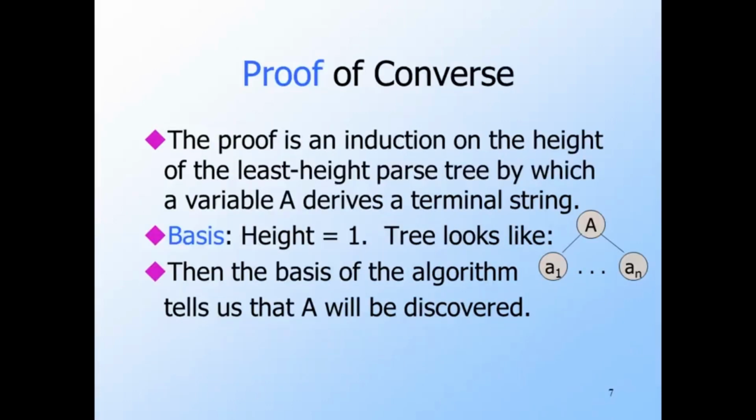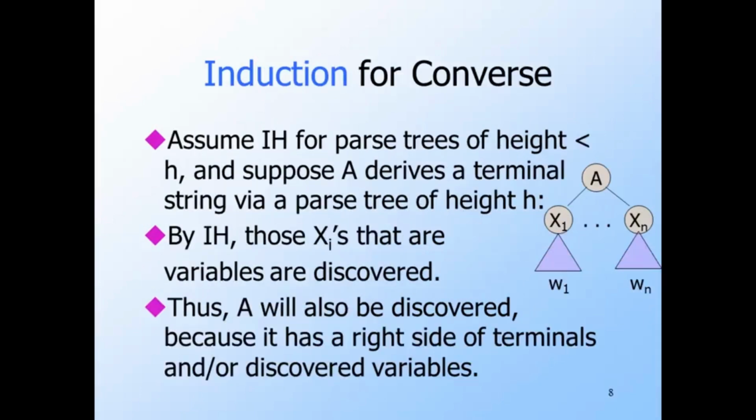The proof is an induction on the minimum height of a parse tree with root A and a yield of terminals. The basis is a tree of height 1, which consists of root A and one or more leaves labeled by terminals, or perhaps epsilon. Then the basis step of the algorithm discovers A, so we're okay there. For the induction, assume the statement is true for height up to h-1. That is, all variables that are the roots of parse trees with height up to h-1 and a yield of terminals are discovered by the algorithm.